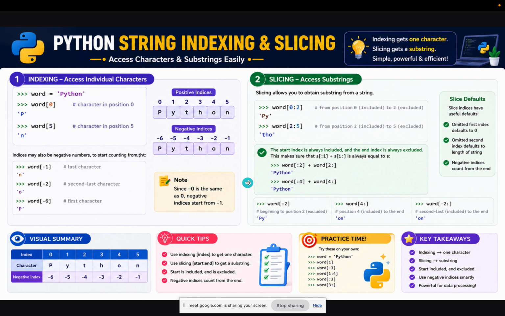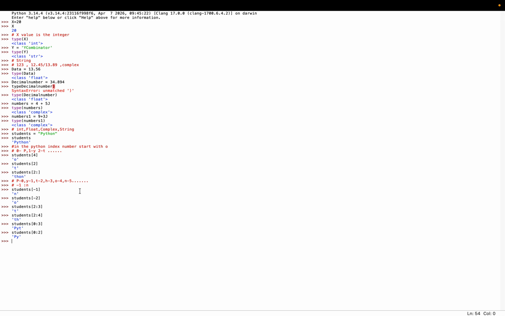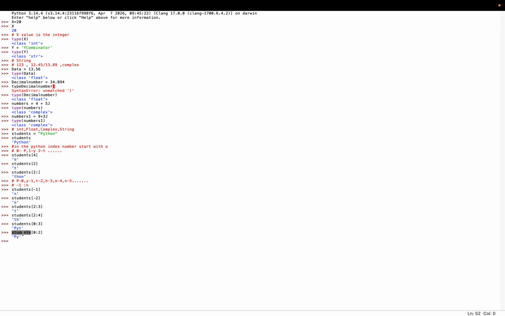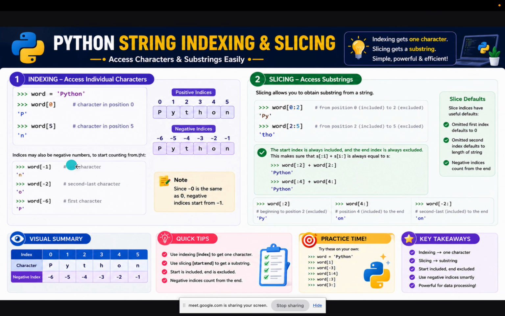You can see for the first position, including 2, excluded. So for the first 2 letters I want py, 0 to 2. The same thing I mentioned, 0 to 2, instead of a word, there is students. That's it. Now, this is what indexing and slicing is.